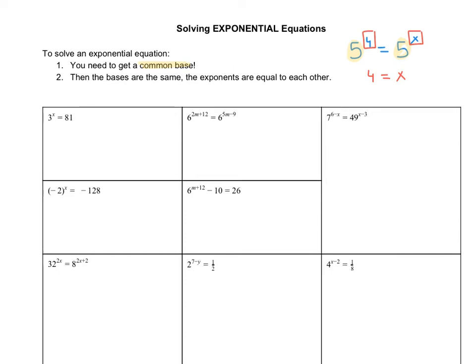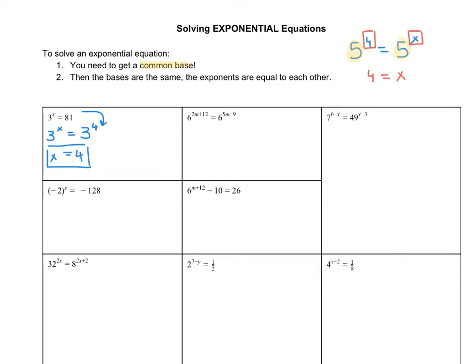Let's try the first one. 3 to the power of x equals 81. I can't do anything with 3 to the power of x, but I know that I can rewrite 81 as 3 to the power of something, and 3 to the power of 4 is equivalent to 81. So I just did a little swap there. Now that the bases are the same, I'm going to set the exponent on the left, which is x, equal to the exponent on the right, which is 4. Now you have isolated for x, so you are done.